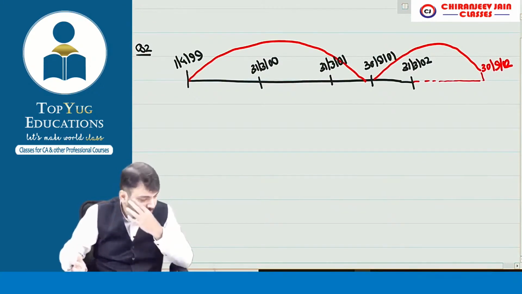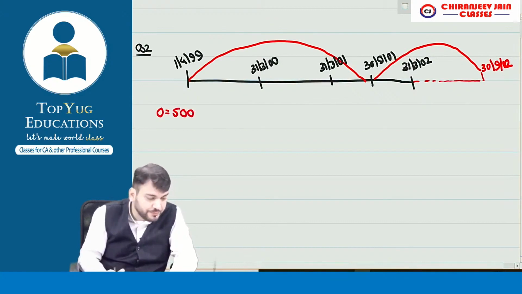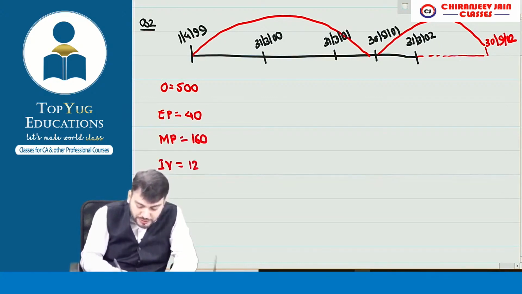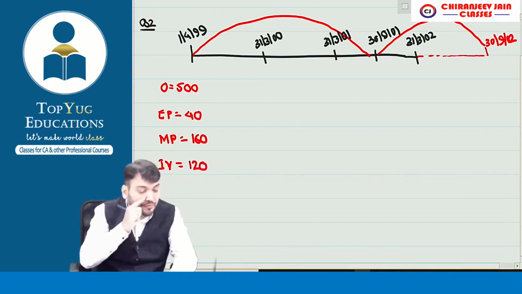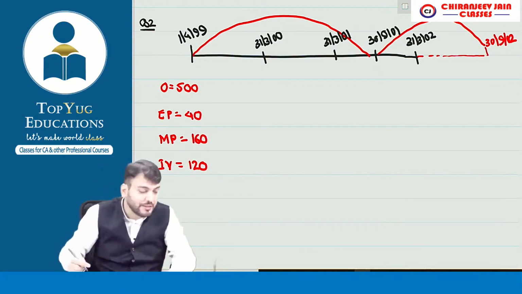Yes, sir. Then what they said, how many options granted? 500 options were granted at an exercise price of rupees 40. The market price of shares is 160. So what is the intrinsic value of the option? That is 120. You can see the fair value of the option is not given, therefore we'll consider the intrinsic value of the option. Correct.